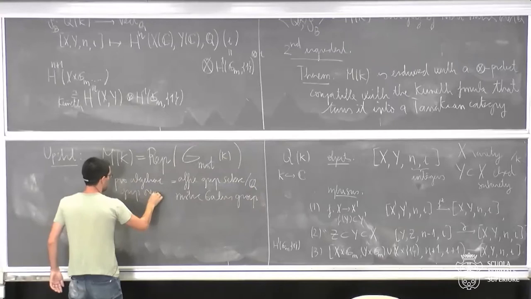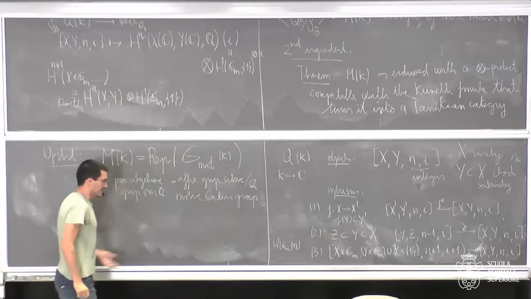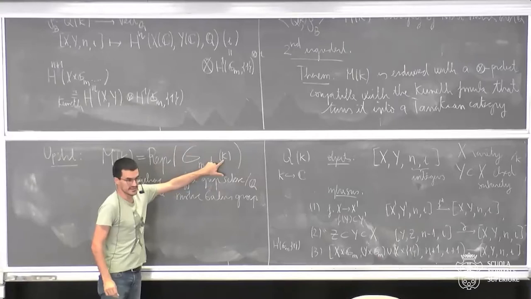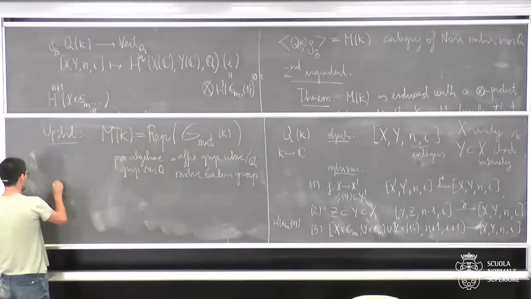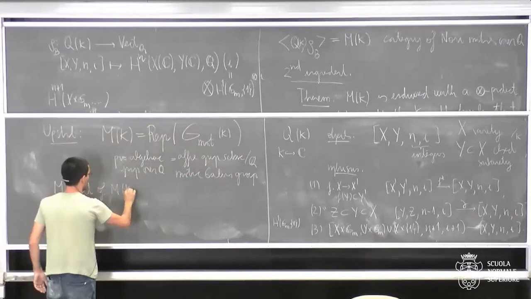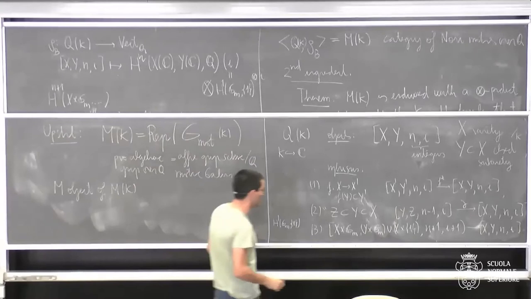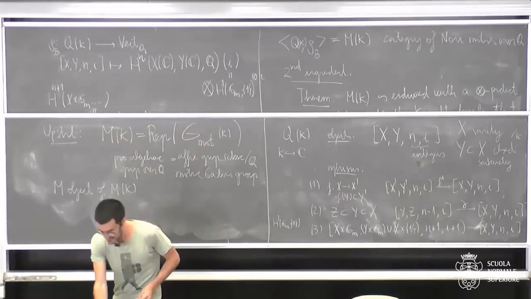And this is quite a wild object. For example, one quotient of this object will be the Galois group of K bar over K. But if now you have M, an object of M_K, the only common feature of all approaches to motives is that a motive is an object of a category of motives. So this is what we'll call a motive.